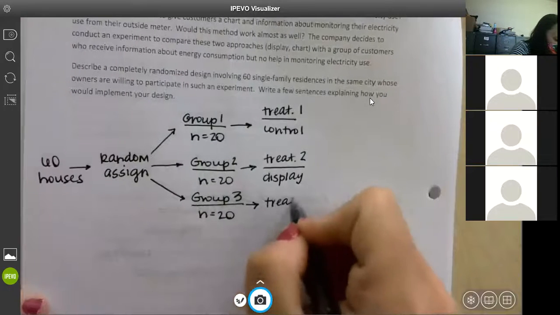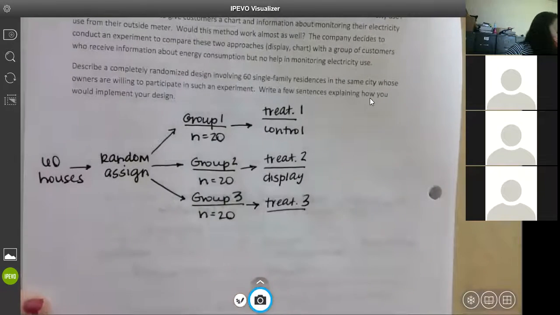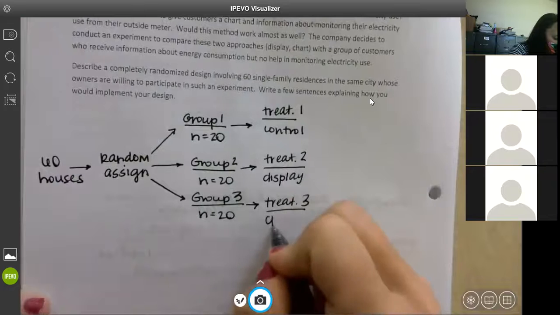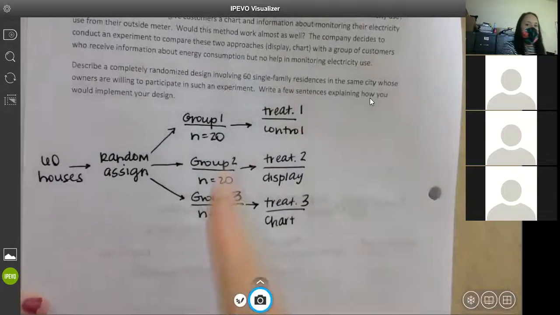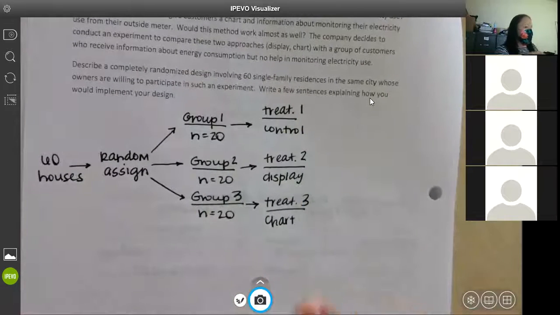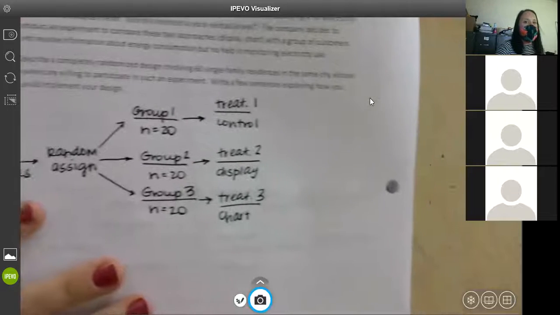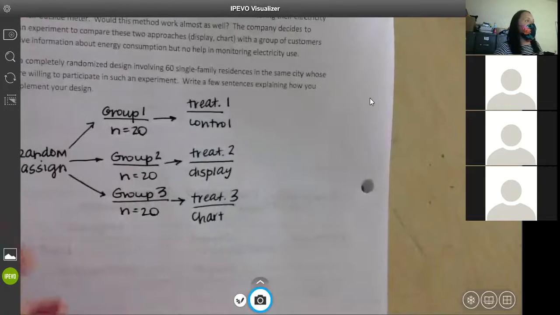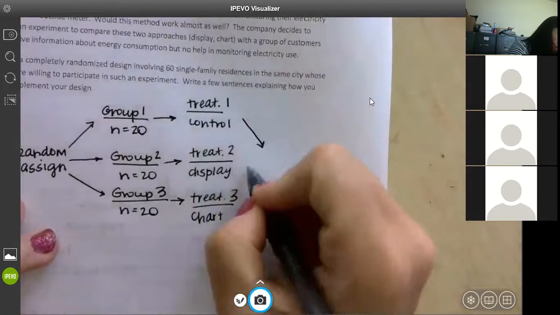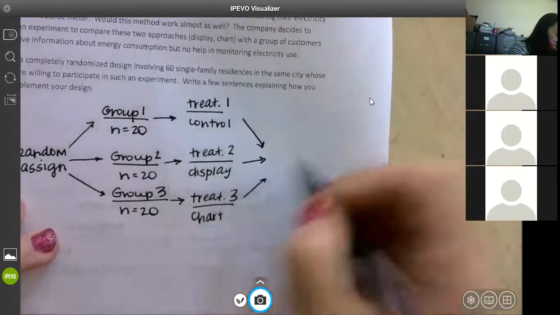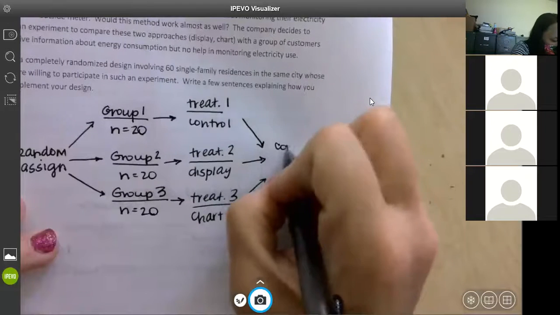And treatment 3. Chart. Good. Guys, this can come in any order, okay? It doesn't matter. Treatment 1 could be treatment 3 or whatever. That's not a big deal. What do you do after you give them all the treatments? Compare their energy use. Yes. And all you have to put is compare results.